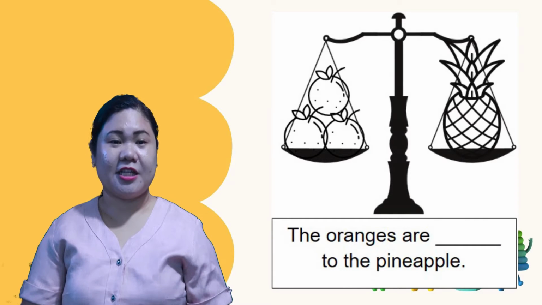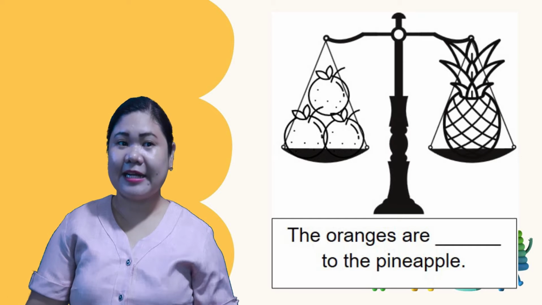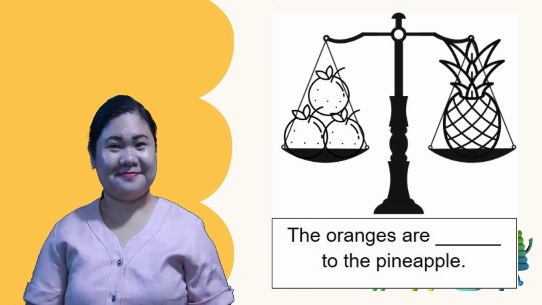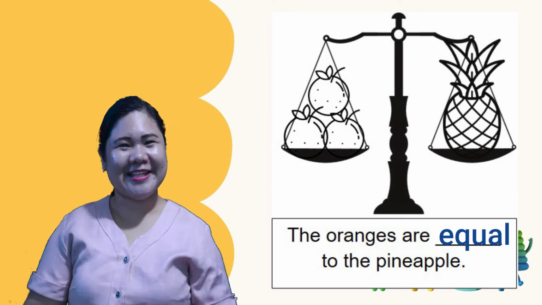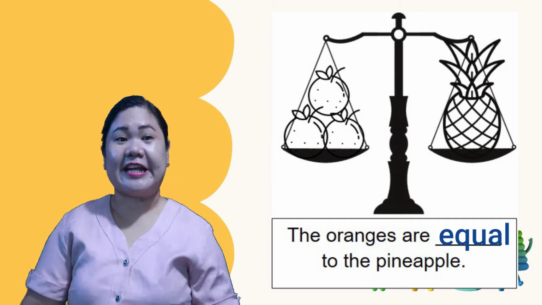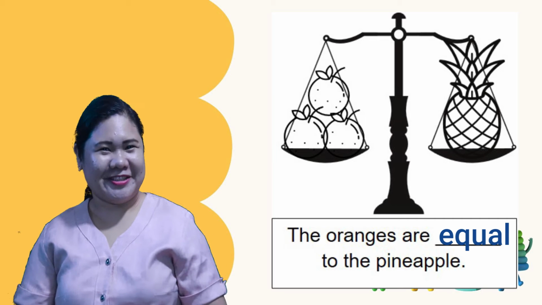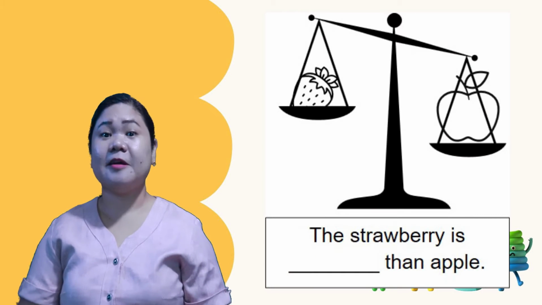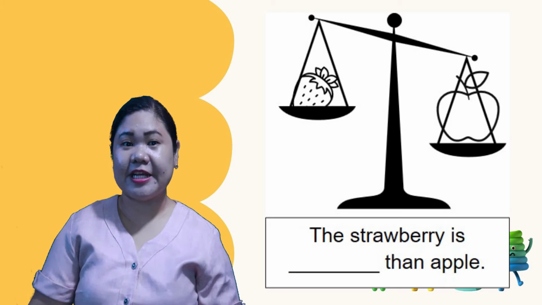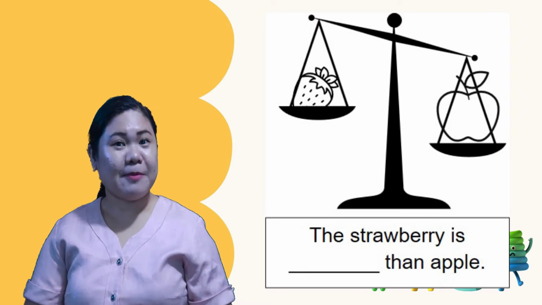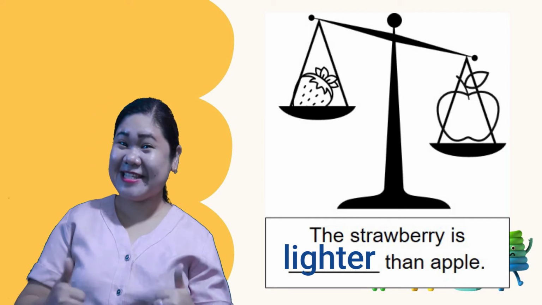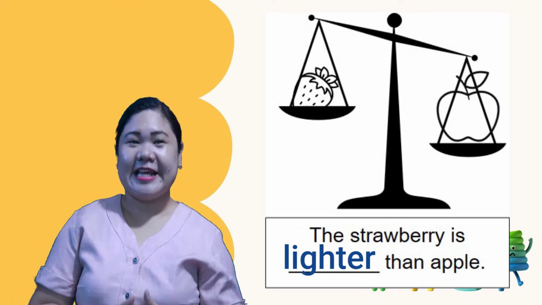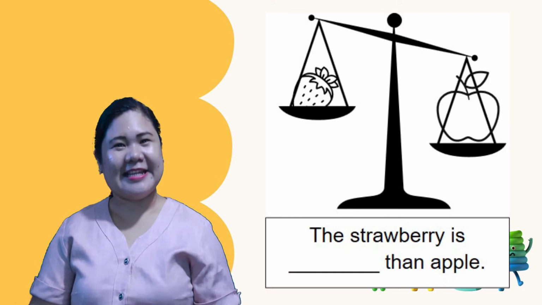Second question. The oranges are blank to the pineapple. You've got it right. The oranges are equal to the pineapple. And number 3. The strawberry is blank than apple. Amazing! The strawberry is lighter than apple.